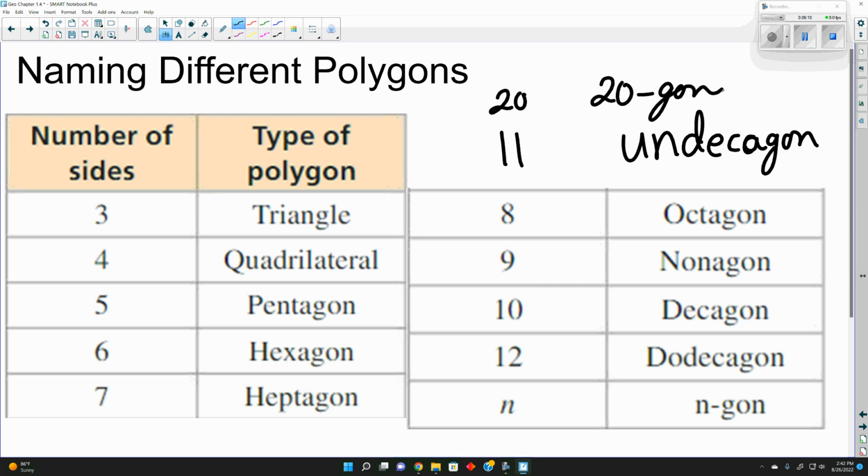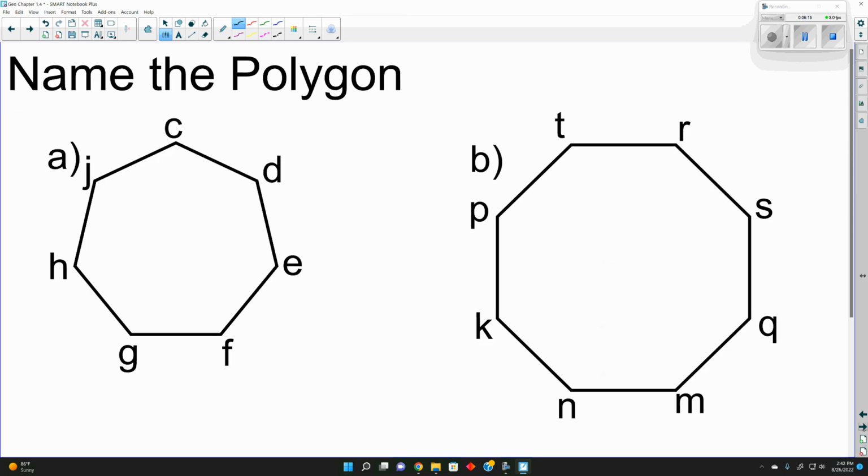Any questions on this here? All right, guys. The next thing we're going to do is name polygons. We're going to start with J. Whenever we name a polygon, we name it by the number of sides and then by the vertices. We just need to pick one of the vertices to start with, so we can say J.